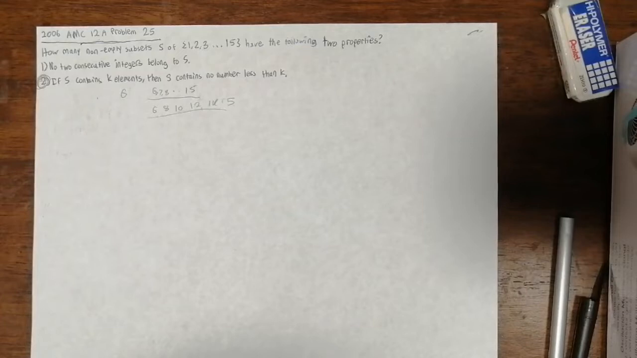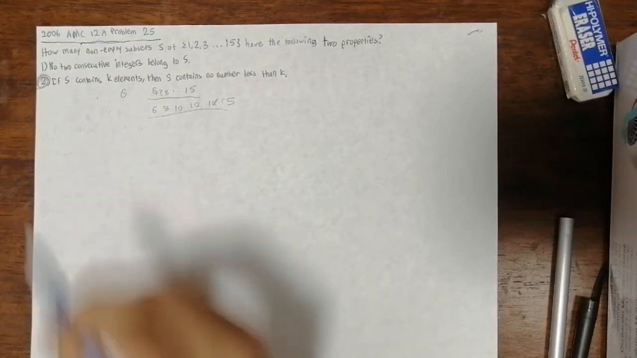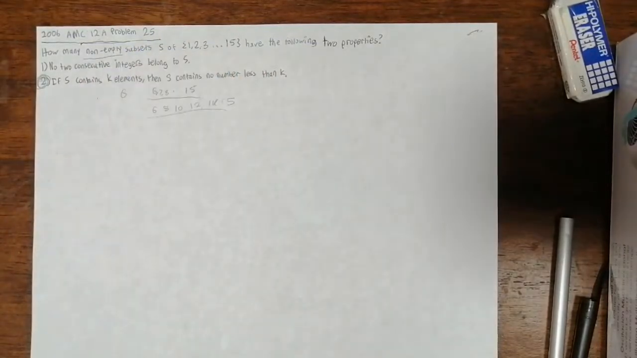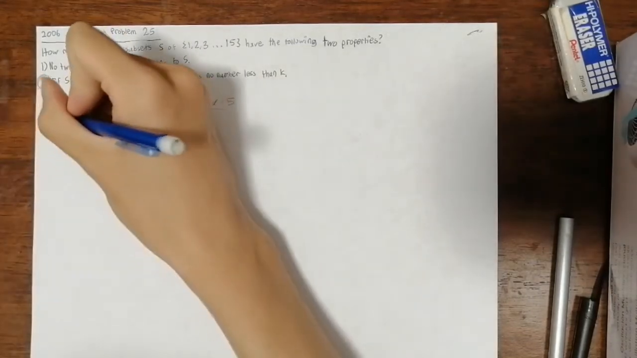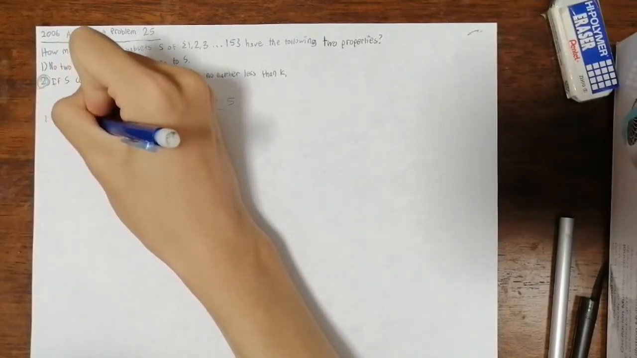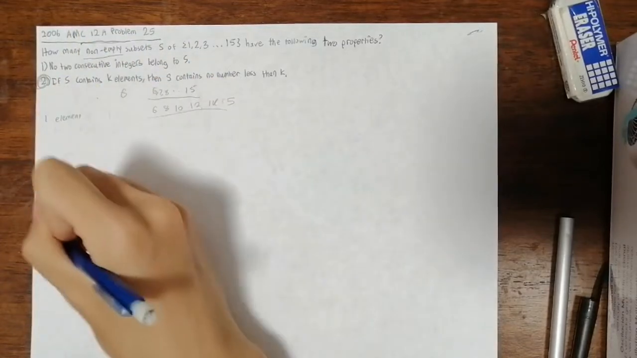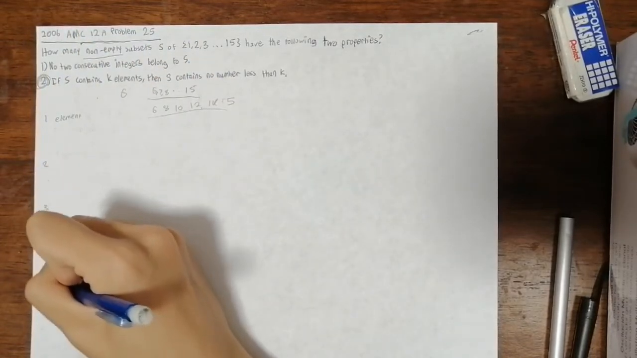So now we can simplify this problem down to 5 cases. We don't have to worry about the case where S has 0 elements because the problem states that it is non-empty. So our 5 cases are where S is 1 element, S is 2 elements, all the way to S is 5 elements. So let me just write this down here.